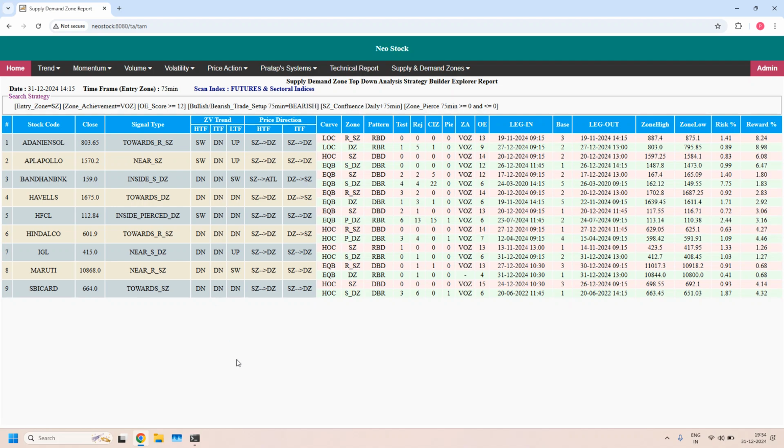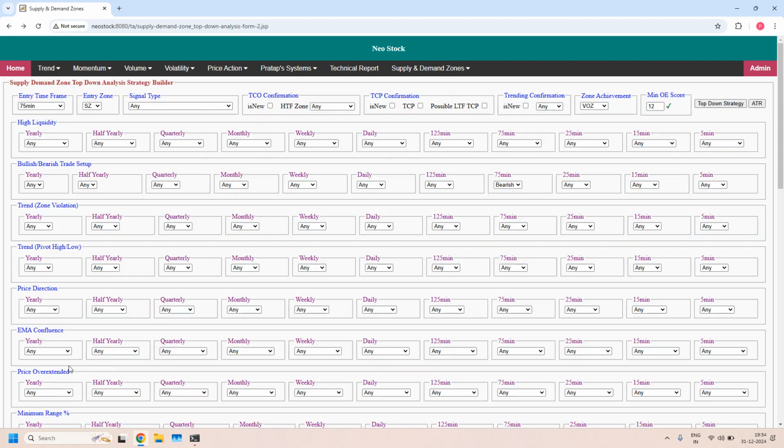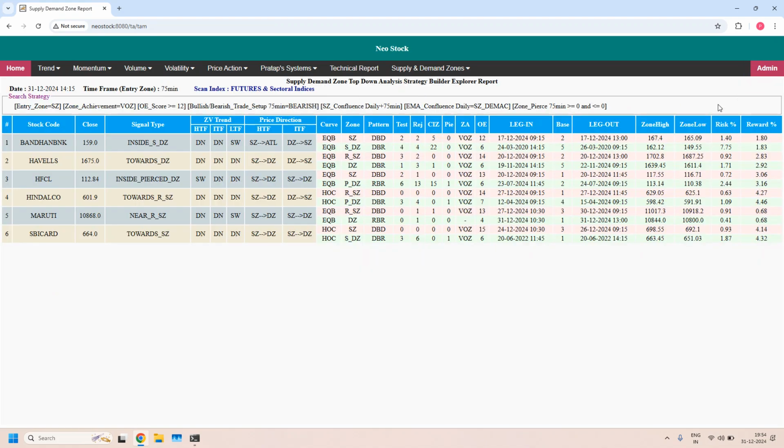Because the 75-minute supply zone is part of the daily supply zone and trend is down, and if the daily supply zone is having daily EMA confluence, that could be an even higher probability trade setup supported stock. Let's verify. In the daily time frame, I am setting daily supply zone with daily EMA confluence filter. Now the list has come down to 6. So these 6 are high probability trade setup supported stocks. And also some of the supply zones are further adding probability based on high liquidity zones.